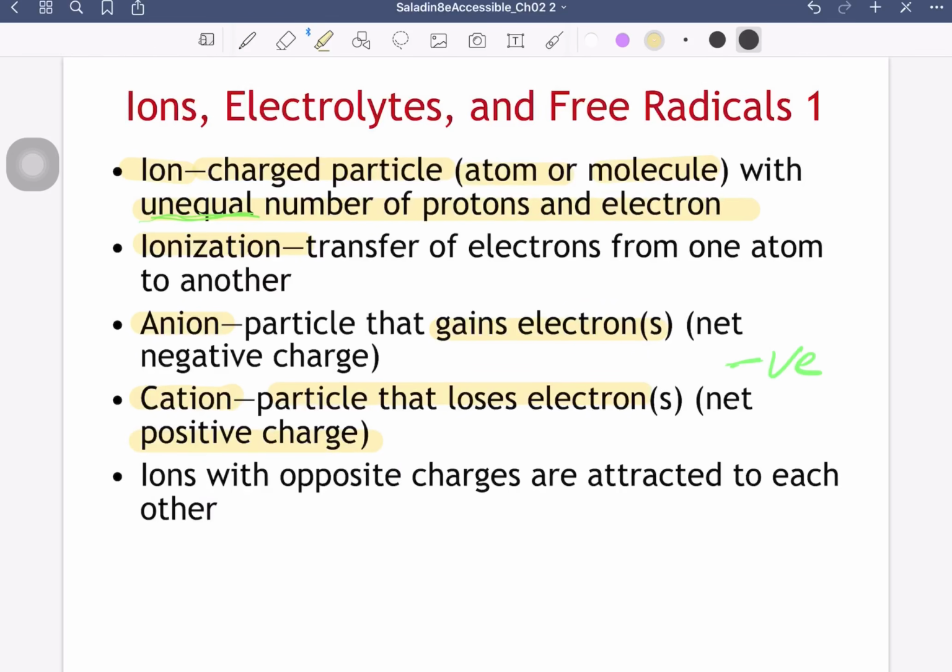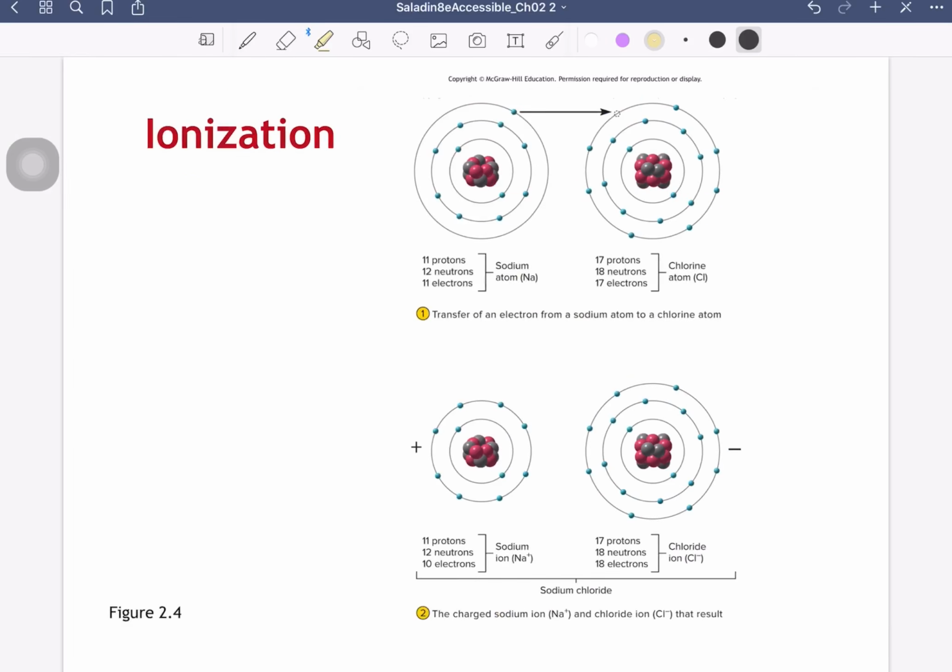And the other thing is that ions with opposite charges tend to attract each other. So one with a positive charge, one with a negative charge, they tend to want to congregate together. Now there are some cases of ionization, and let's have a look here. Here we're looking at sodium, and we're looking at chlorine right here. And you can see there's a nucleus with the protons and the neutrons within it.